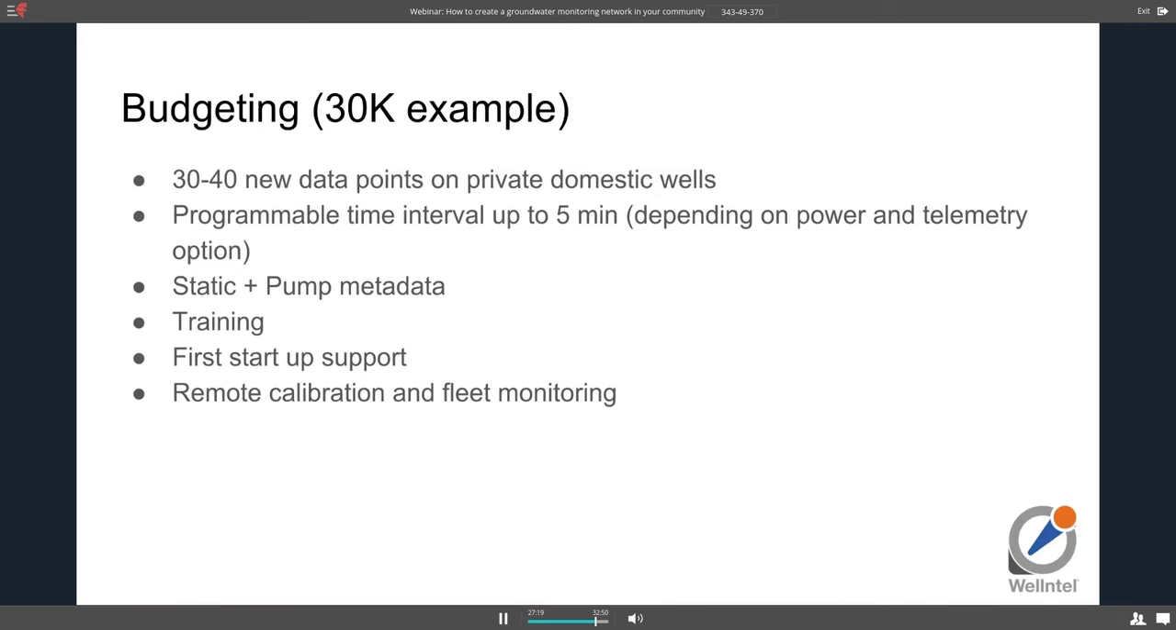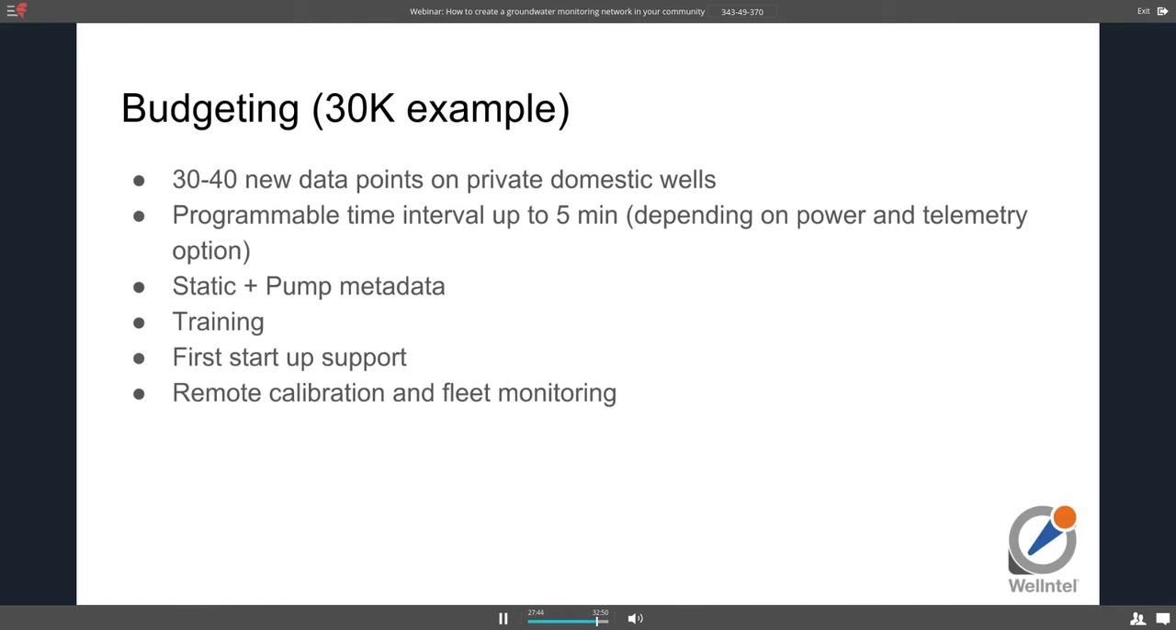Wellntel, with a decent power and telemetry system as its underpinnings, will provide up to a 5-minute time interval, and sometimes even faster than that. So the information that can be delivered is just, well, it is big data, frankly, on the groundwater side, and it has the ability to reveal things in models that essentially have never been revealable before.